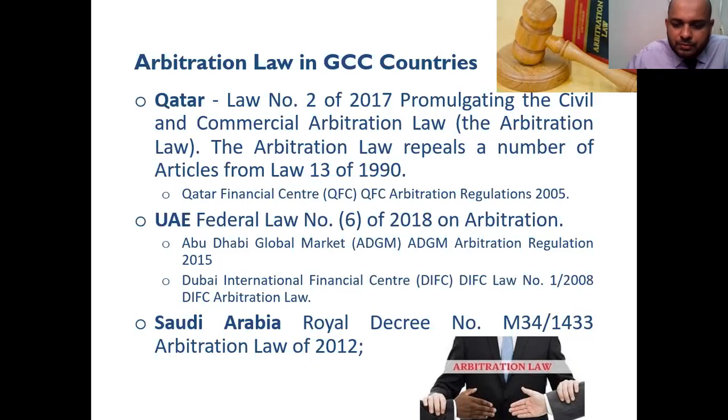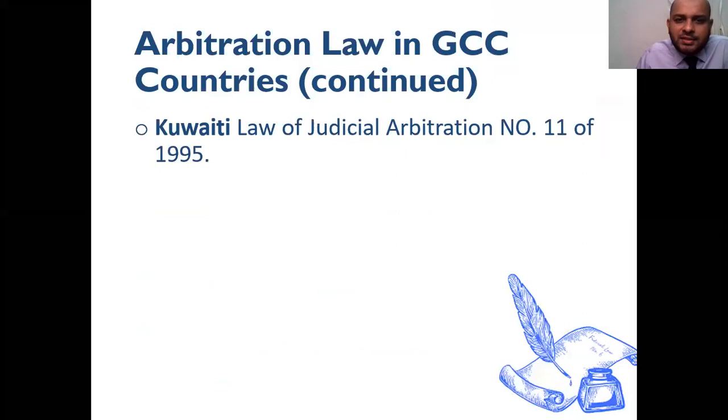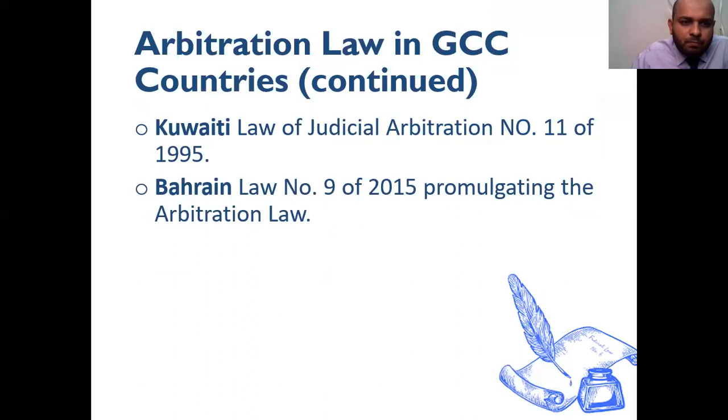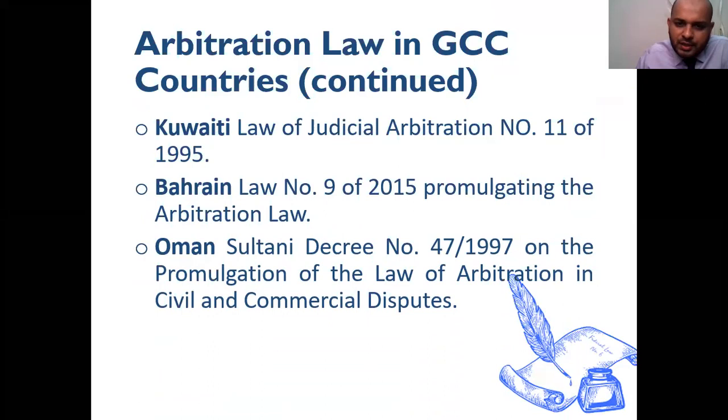So Kuwait has its own law, 11-2019. Bahrain has its own law, 9-25-15, the arbitration law. Oman has Sultan Decree 1497. This is also the arbitration law. And Kuwait's law is not fully aligned with the unicentral modern law. They are still at the draft level to amend the law.